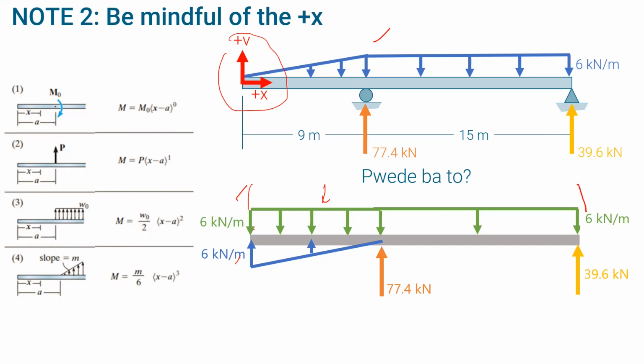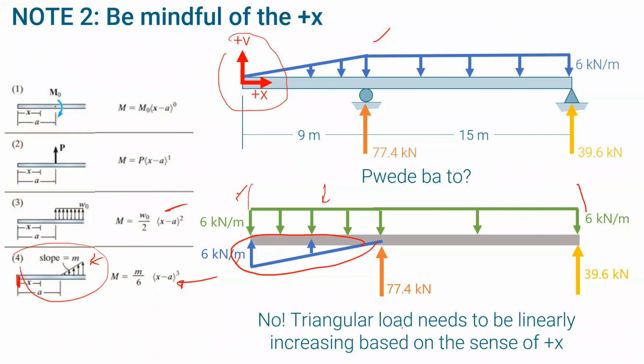Tapos, magagamit natin yung table is what I'm saying. However, for this triangular loading, hindi natin pwedeng magamit yung table. Bakit? Kasi ang requirement ng table na to is as you go from the left end to the positive end, dapat linearly increasing yung loads. Itong load ba na to, is this linearly increasing as you go from left to right? No, it's actually linearly decreasing. Kaya hindi mo to pwedeng gamitin. So triangular load needs to be linearly increasing based on the sense of positive x. Okay? So I hope that's clear.